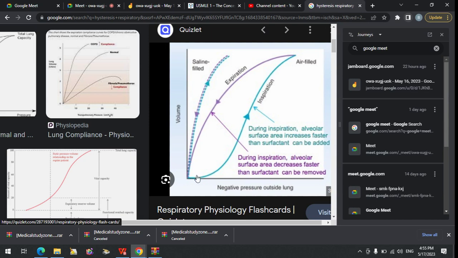So what happens to the compliance when there's increased surface tension? It will be low, poor. So if you apply pressure at that point, what volume change do you expect, high or low? It's low, minimal. Now look at it when you get up.